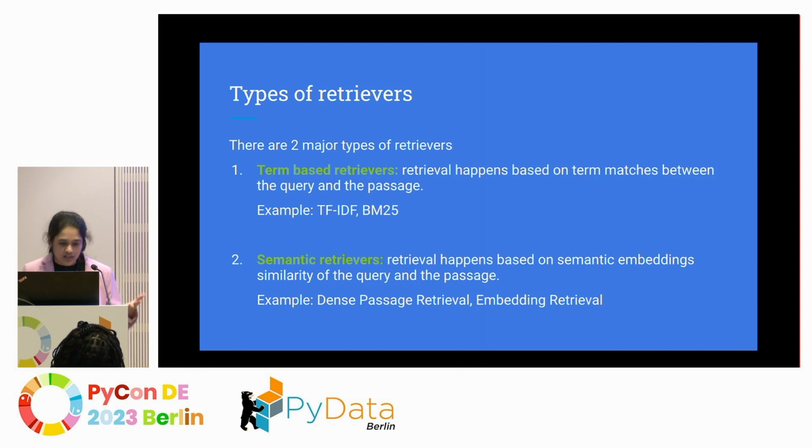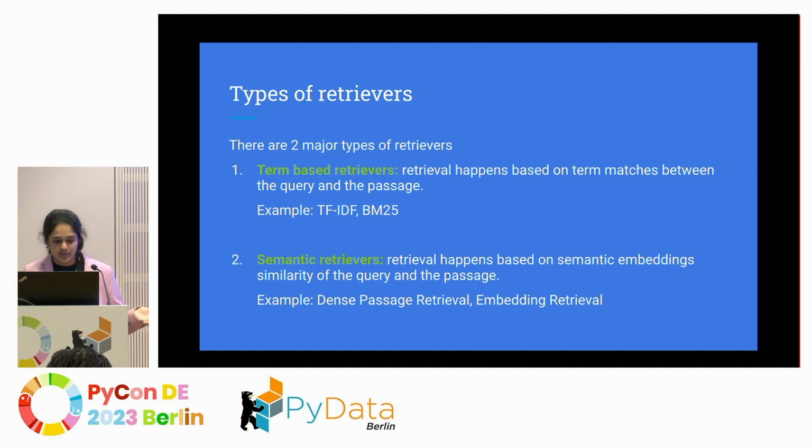One is the term-based retriever, and the second is the semantic retriever. So the term-based retriever, the retrieval basically happens based on the term matches between the query and the passage. For example, if you're looking for environmental impact assessment, then the passages which actually contain these tokens in some way or form would be ranked higher.